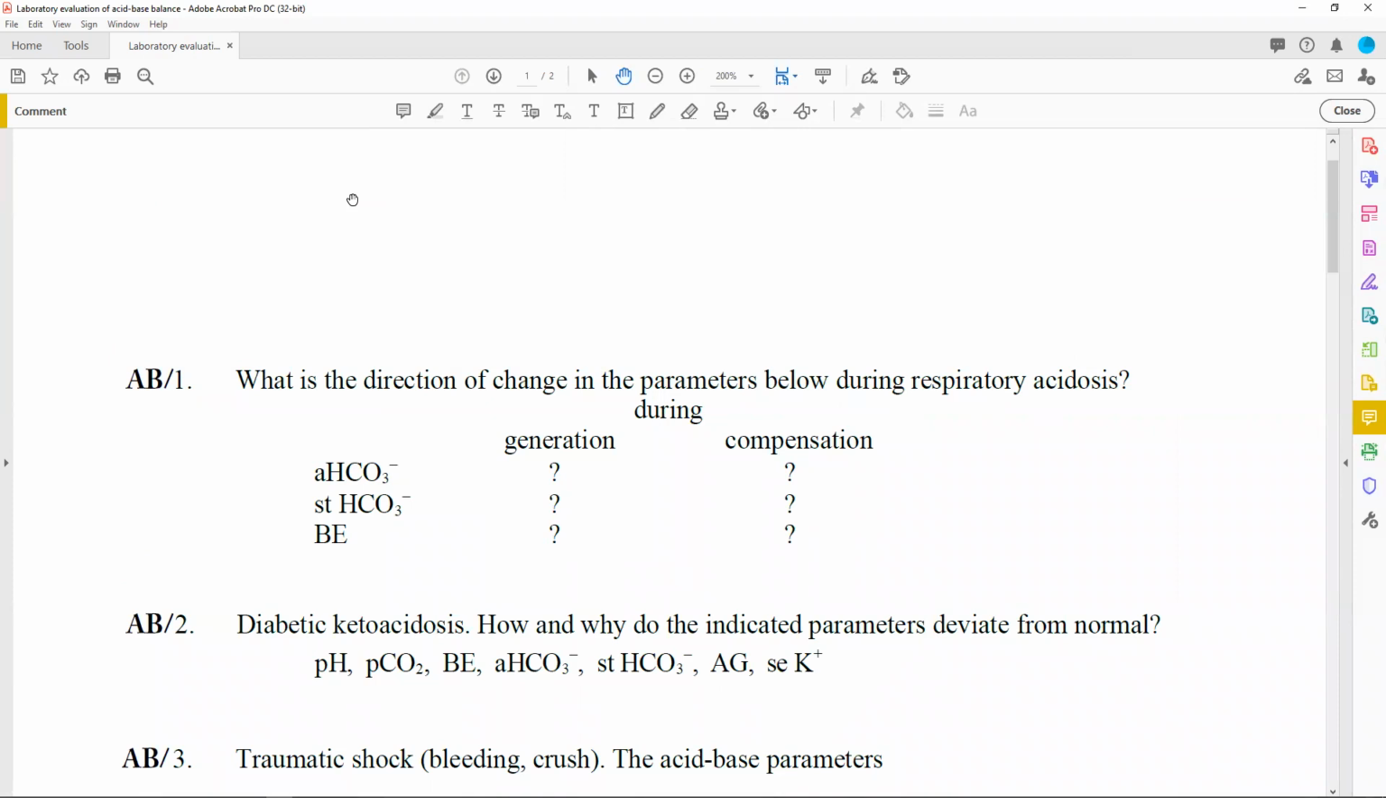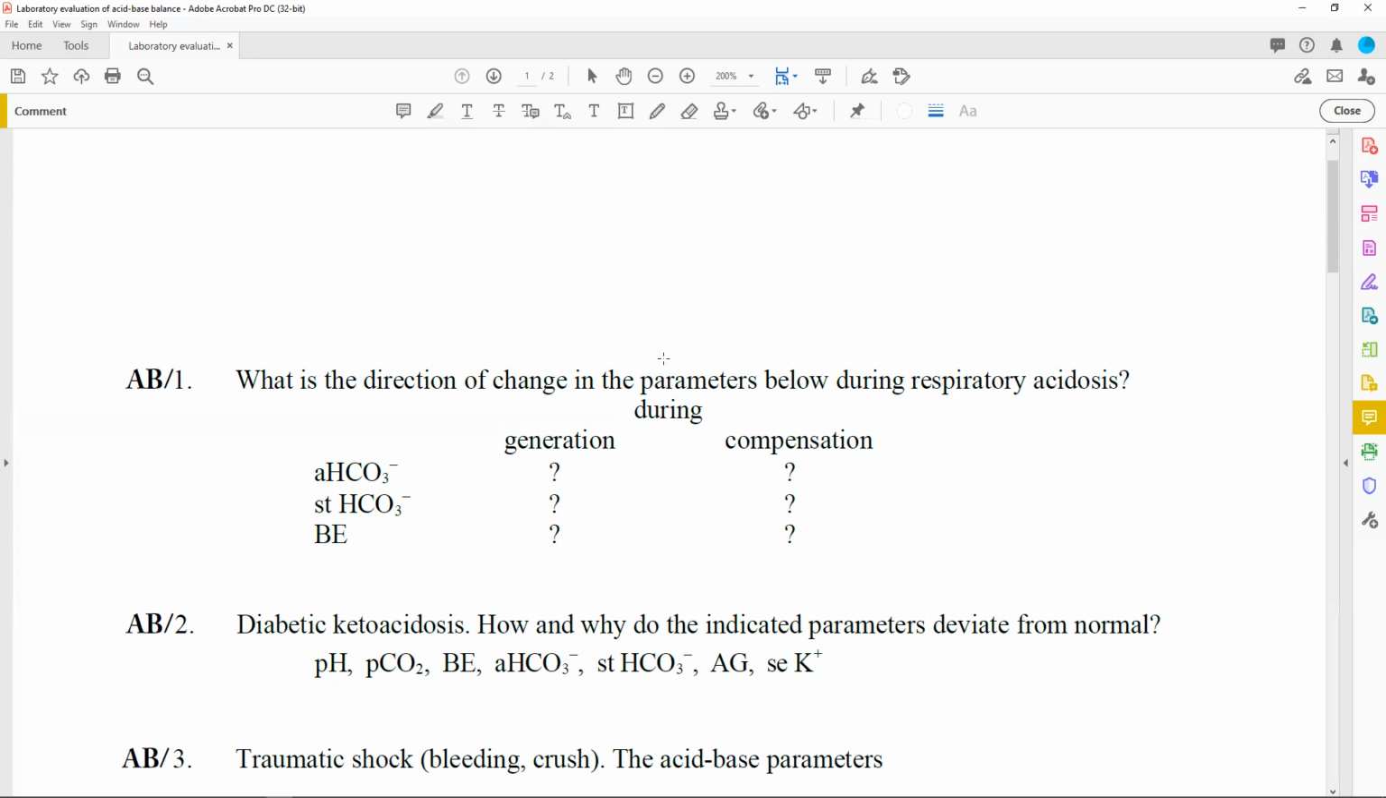What is the direction of change in the parameters below during respiratory acidosis? What is respiratory acidosis and what can cause it? For example, in case of hypoventilation, COPD, pneumonia. Very good. So we have an accumulation of carbon dioxide.